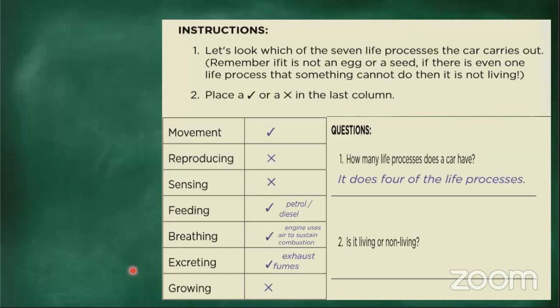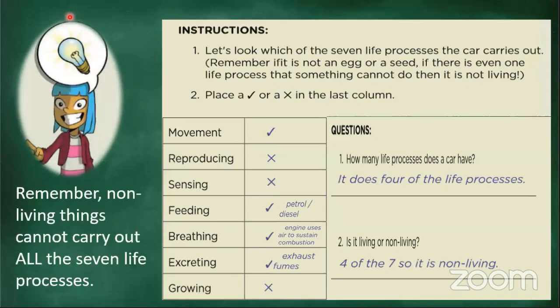Excellent, Smarty class. All of you are right. Let me just move this box. All of you are right. 4 out of 7, so it is non-living. Even if it had 6, it would still have been non-living. Remember, non-living things cannot carry out all the 7 life processes.